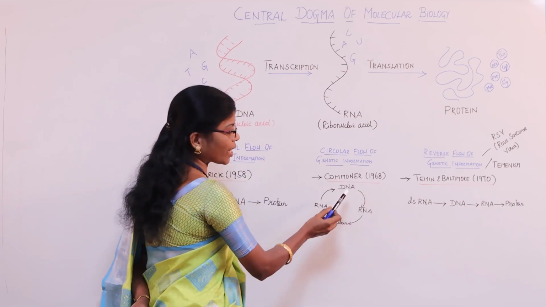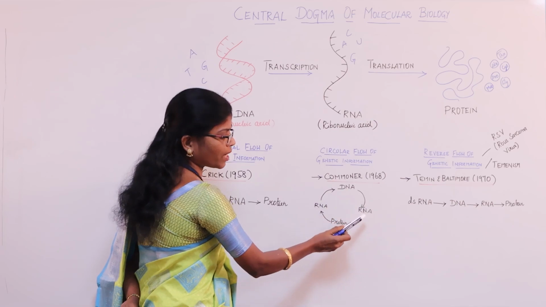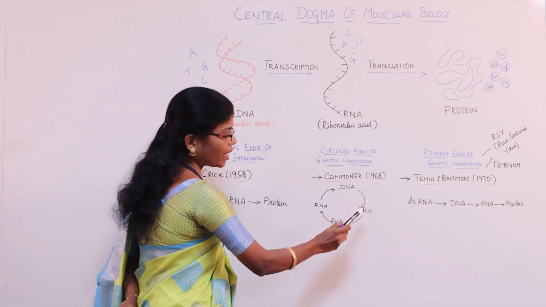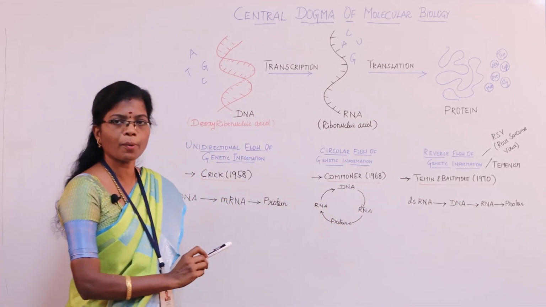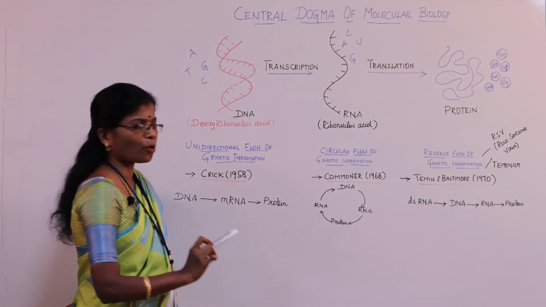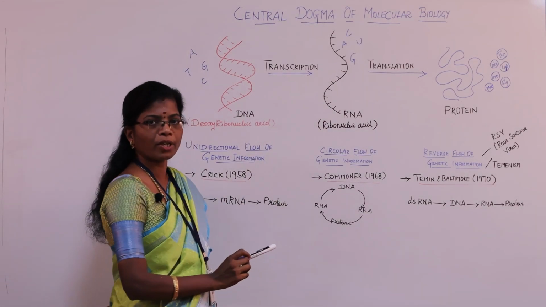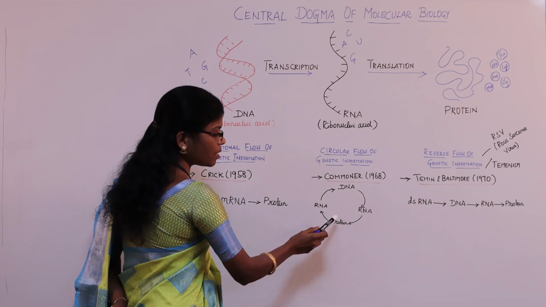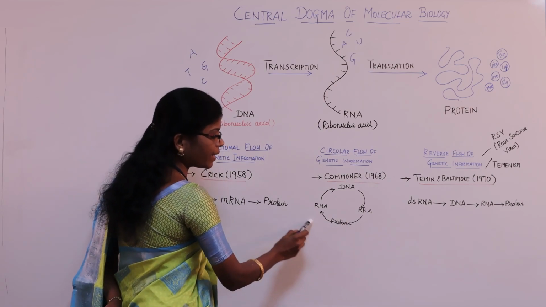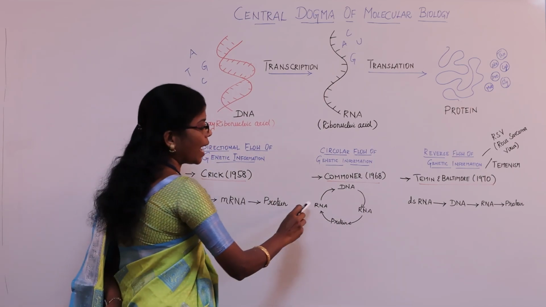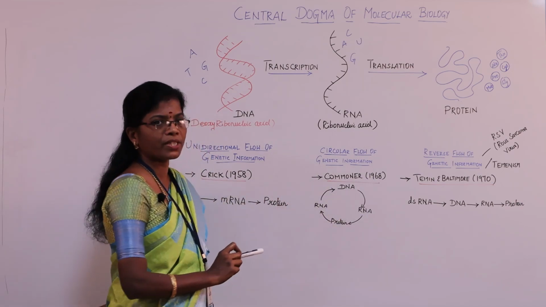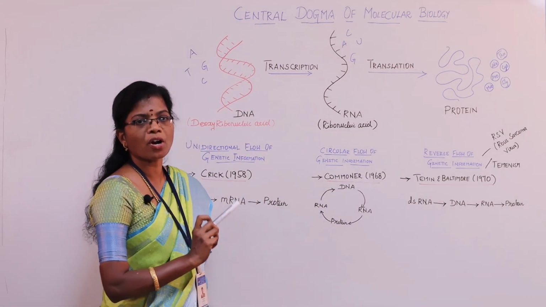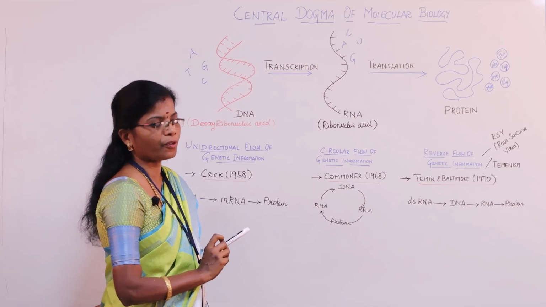Here, the DNA is converted into RNA, and RNA is converted into a protein. That is the final product in the central dogma of molecular biology. Then this protein molecule is again converted into RNA and RNA is converted back into DNA. That is why it is called a circular flow of genetic information.